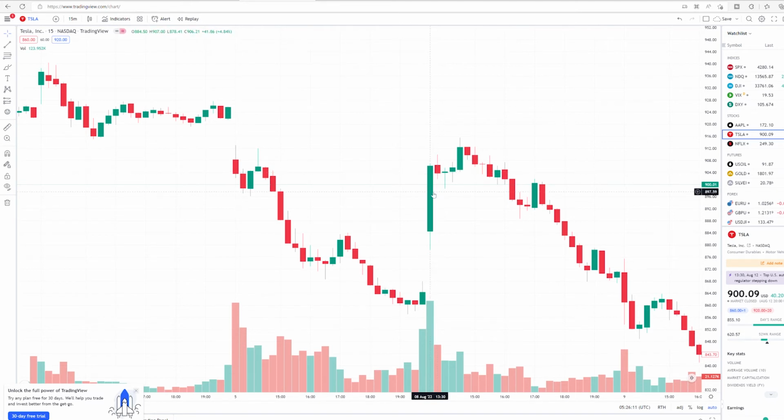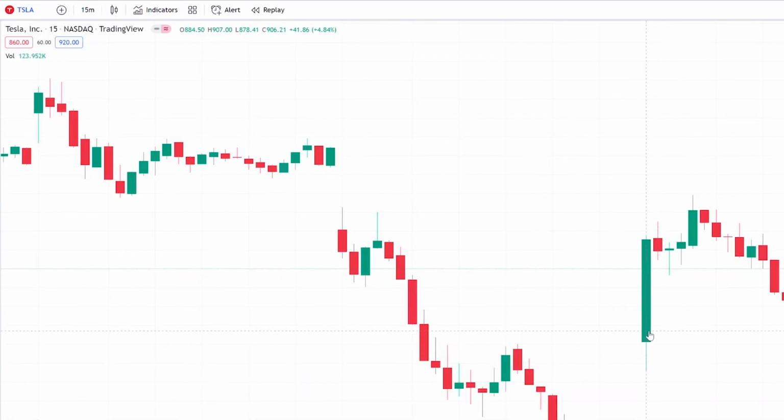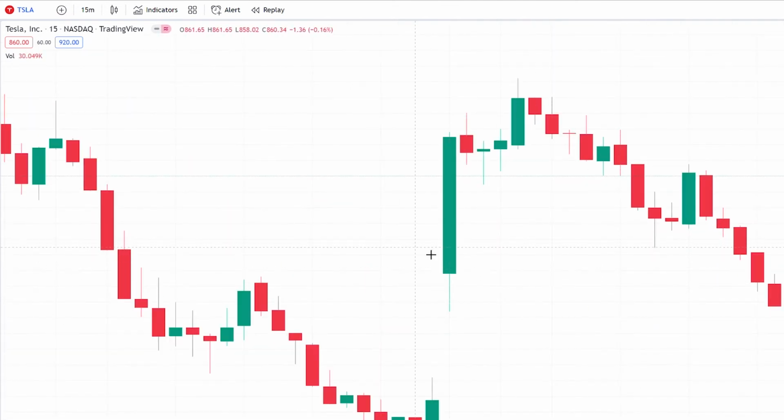We'll go back to this green one, for example. Look in 15 minutes here what it did. It opened at 884, which is down here, the bottom of the body of the candle. And it closed at 906, which is the top of this. That's a very bullish move in that 15-minute time frame. The stock moved from 884 to 906.